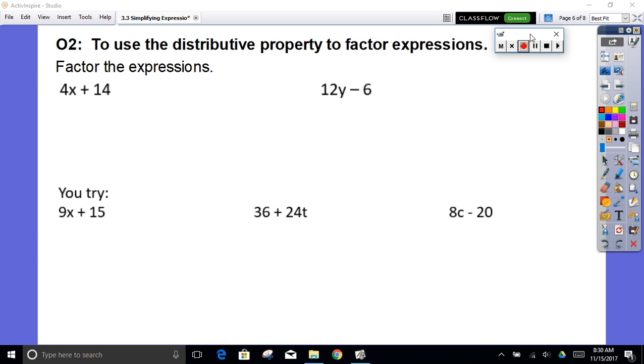Grace? 2. 2 would be the greatest common factor. So we're going to take a 2. If we take a 2 out of the 4x, we're thinking how many times does 2 go into 4x, or 4 divided by 2 is 2. 14 divided by 2 is 7.